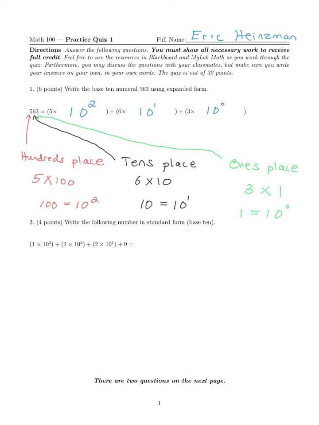In question 2, we're going to do this process, but in reverse. Here the number is in standard form, and I'd like to write it as a base 10 numeral. So essentially, you have to look across here and identify the digits of each place value.